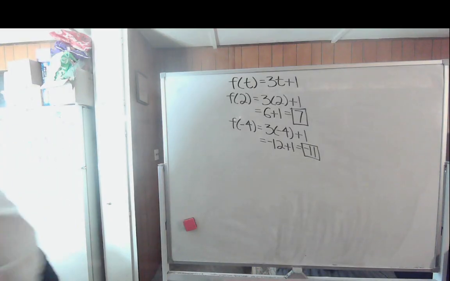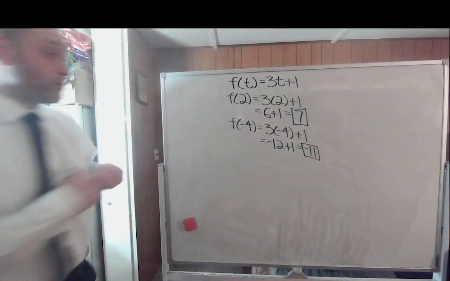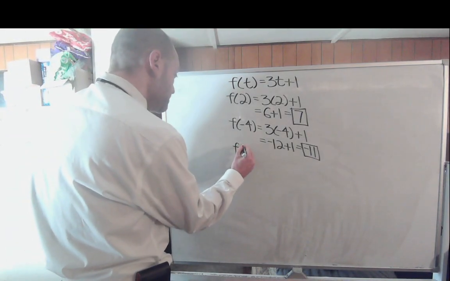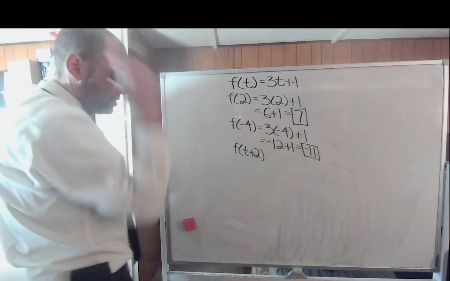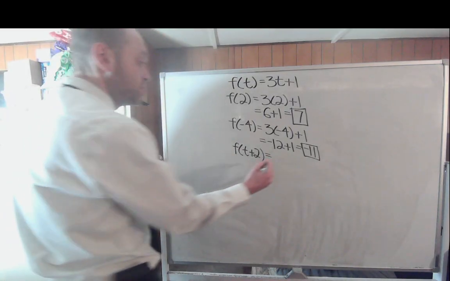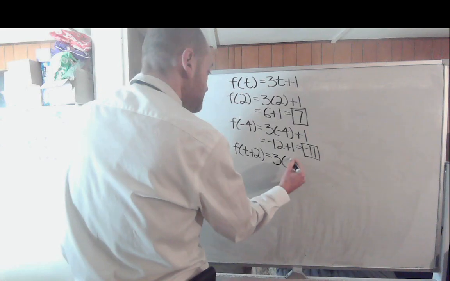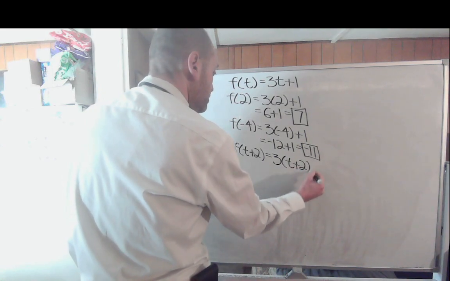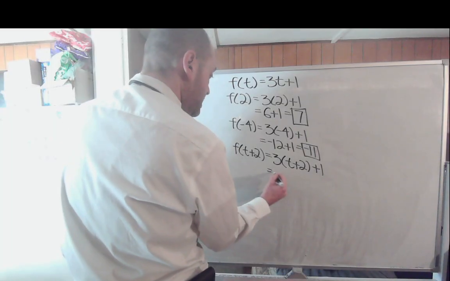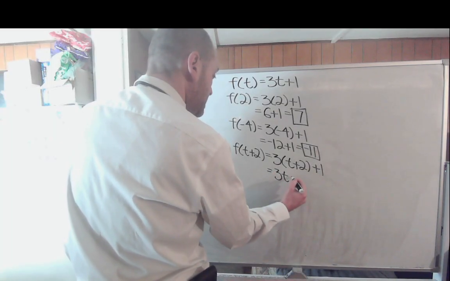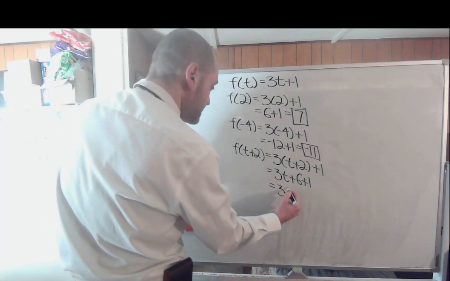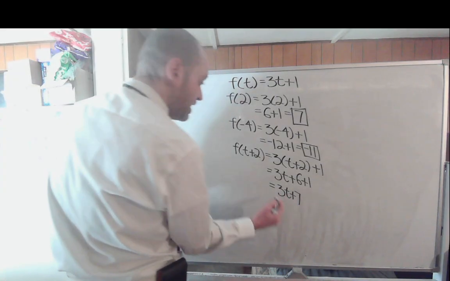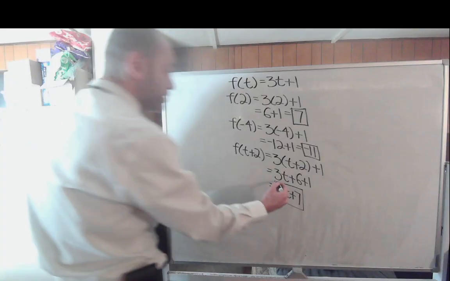And then, let's see, what if we put in f of t plus 2? So you can put algebraic expressions into the variable also. So f of t plus 2, that's going to equal 3 times the quantity t plus 2, all that plus 1. That would equal 3t plus 6 plus 1, which would give you 3t plus 7. So f of t plus 2 would equal 3t plus 7.